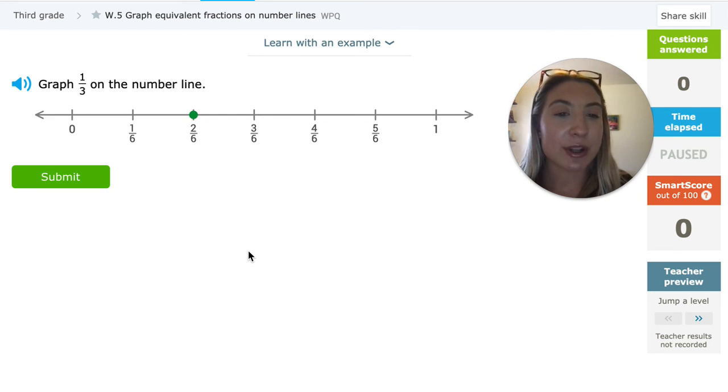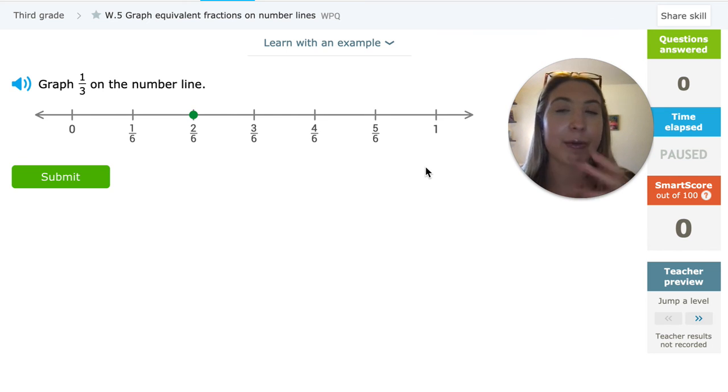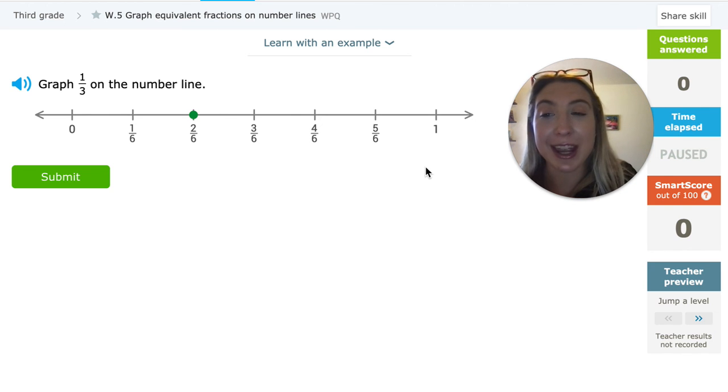So what we're going to be focusing on today is making sure that our denominator matches the denominator on the number line. We're going to be pointing a dot on the equivalent fraction, the equal fraction. So make sure to have a piece of paper and practice with multiplication and division.